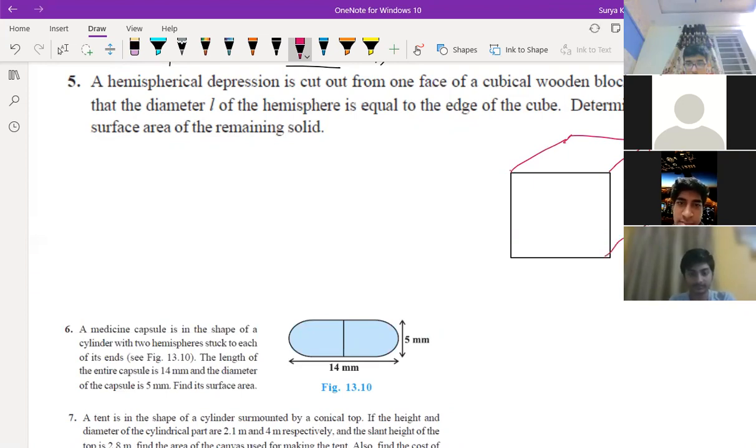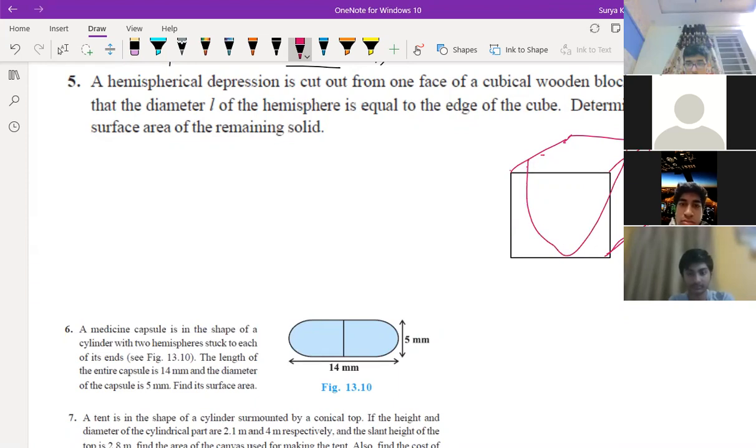Okay. So this is the wooden block, and here we are digging out a hemisphere like this. We are digging the hemisphere from the middle like this. So the radius, actually, this should touch fully down. This one should touch the full down of the hemisphere.